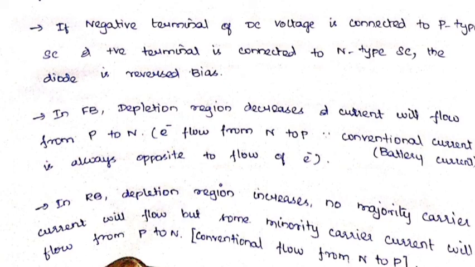In reverse bias, the width of the depletion region near the junction increases, so no majority carrier current will flow. But some minority carrier current, that is electrons in the p-type, can flow from p to n. But there is no conventional current flow from n to p because the depletion region width increases. It blocks the conventional current flow, which means in reverse bias, the device is off.